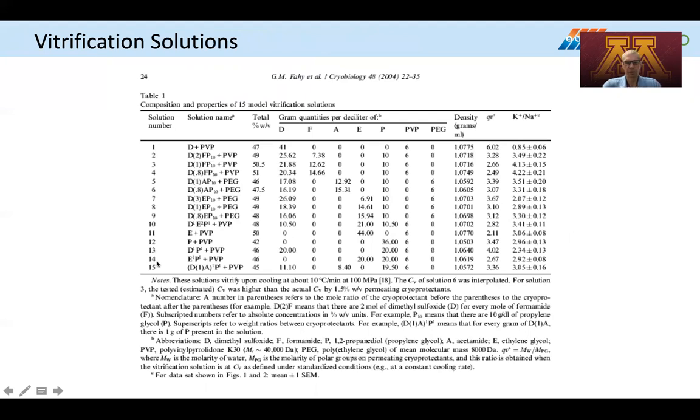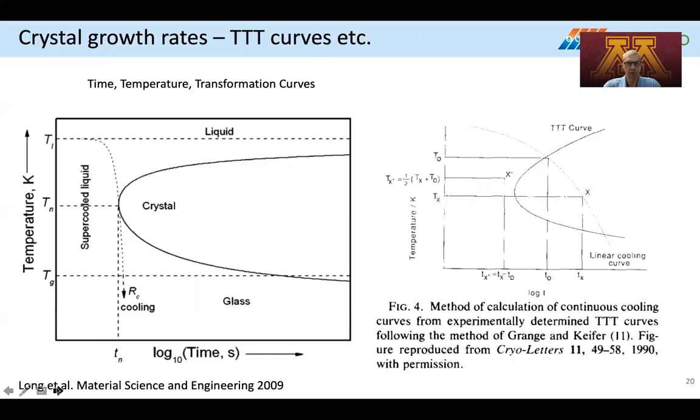They involve alcohols, sugars, and polymers. PVP is a polymer. And Greg himself has, I don't know how many different vitrification solutions that he's worked with, but they tend to be in this 8 to 9 plus molar concentration regime. And this 2004 article was a review of some of those solutions that he worked on.